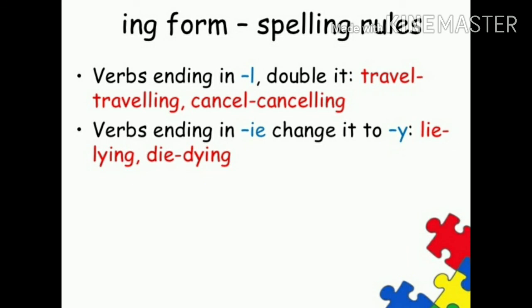Cancel, it ends with l, that is a consonant sound, so it doubles. So the spelling will be cancelling, double l ing. And verbs ending in ie change it to y. For example, lie, lying, die, dying. These are the spelling rules for changing into ing forms.